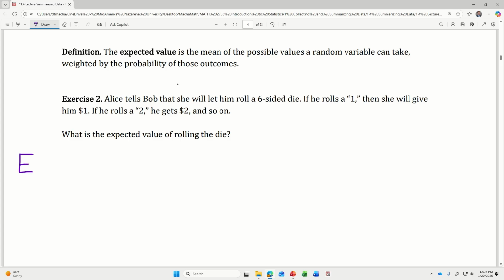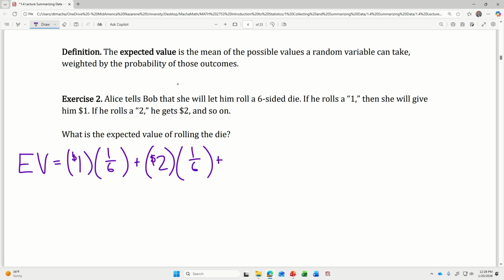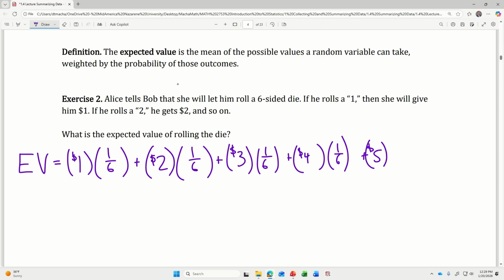My expected value is going to be a weighted average of every outcome. One outcome is $1. The weight is the probability. What's the probability that I get $1? 1 out of 6. I could also get $2. What's the probability that I get $2? 1 out of 6. Yep, and that's how it goes: they're all a 1/6 probability of rolling a 1, 2, 3, 4, 5, or 6.